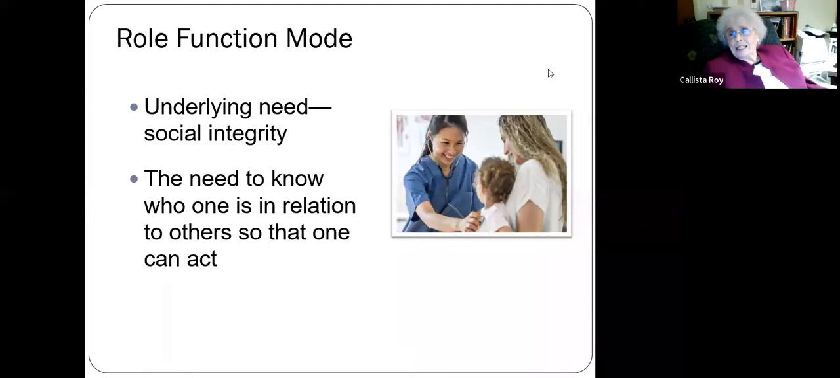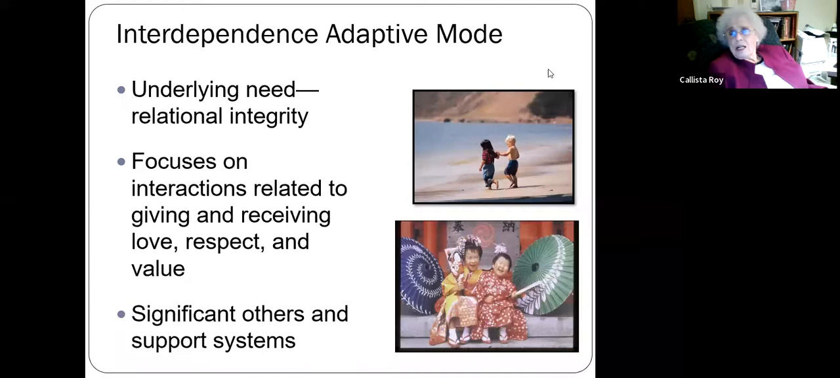The last of the adaptive modes is interdependence. And the underlying need here is relational integrity. It focuses on interactions related to giving and receiving love, respect, and value. It includes all our significant others and support systems.